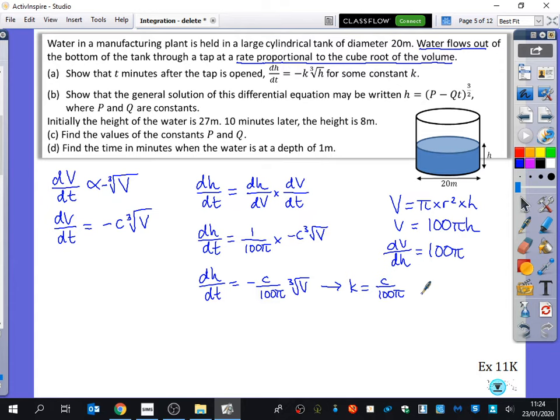Yeah, the question's asking for h. Because the cube root of v is v to the power of a third. We need to rearrange this bit. I'm very, very sorry. Let me get rid of all this.